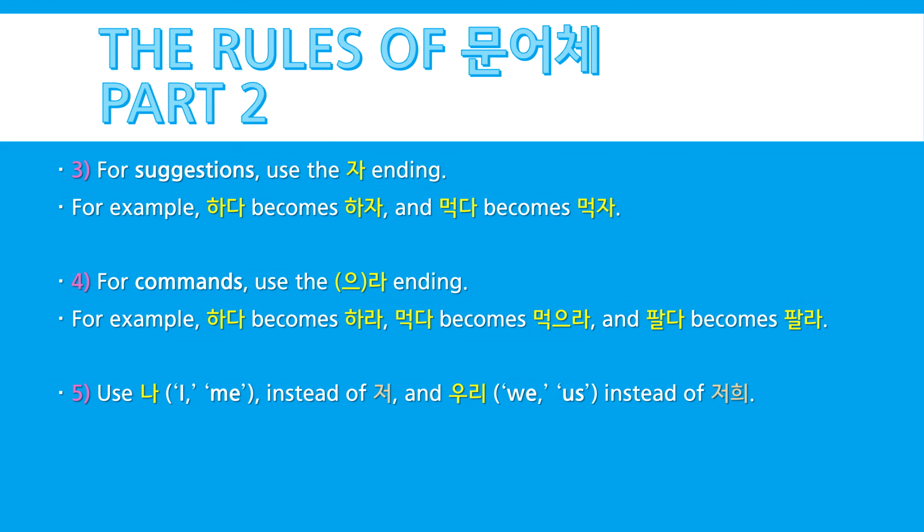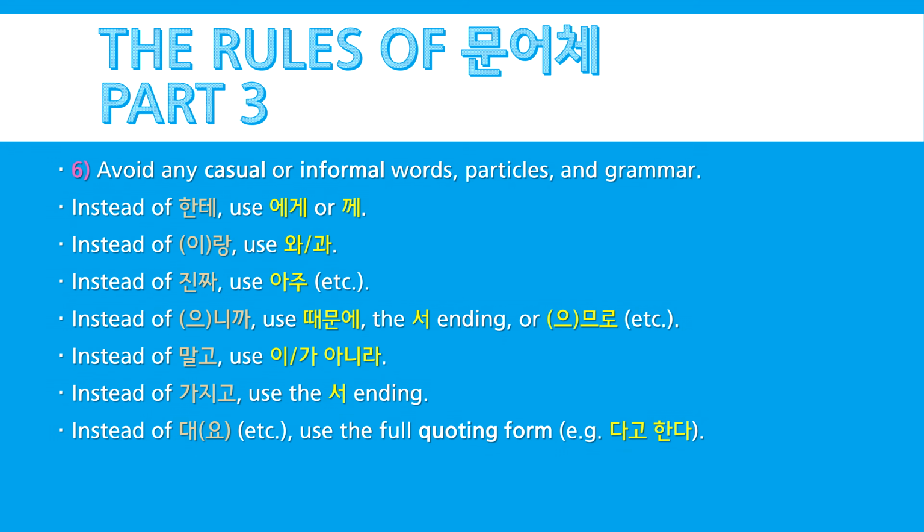Next, only use 나 to say I or me instead of 저. And use 우리 to mean we or us instead of 저희. You'll also want to avoid any sort of casual or informal words, particles, and grammar.